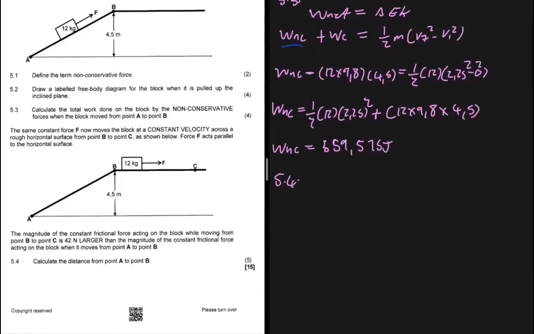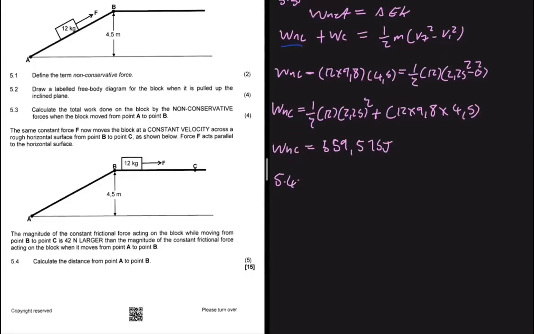5.4 is saying that the same constant force F now moves the block at a constant velocity. So with constant velocity, we know that the net work is going to be equal to 0, because the change in kinetic energy is going to be 0 across a rough horizontal surface from point B to point C. So we have friction also, force Fx parallel to the horizontal surface. Force F is still intact, and then what else do we have?